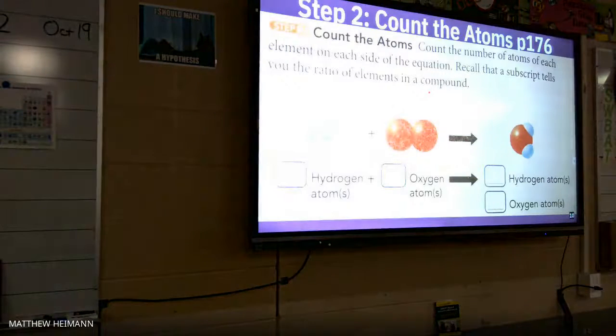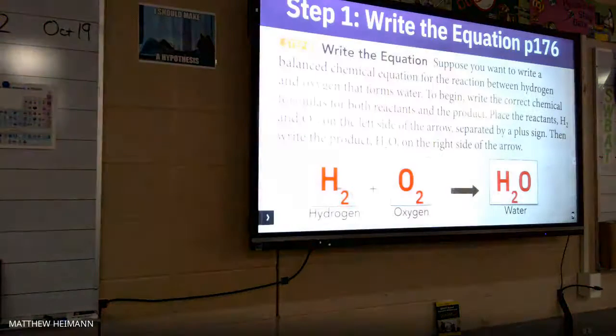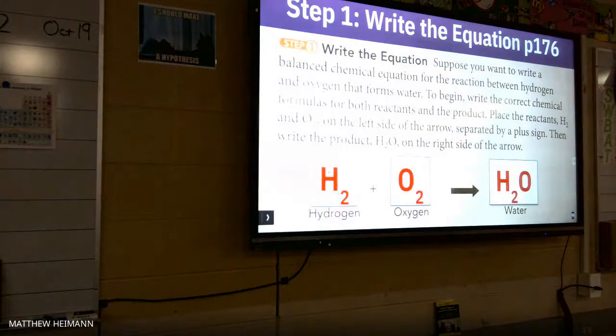Step 2, count the atoms. This is what you practiced in the previous lesson about equations. You're going to count the number of each element on each side of the equation. Recall that a subscript tells you the ratio of elements in a compound. A subscript is a little number. So H2 is going to be 2 hydrogen atoms, and O2 is going to be 2 oxygen atoms.